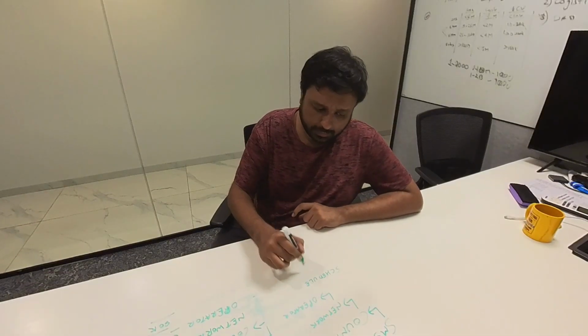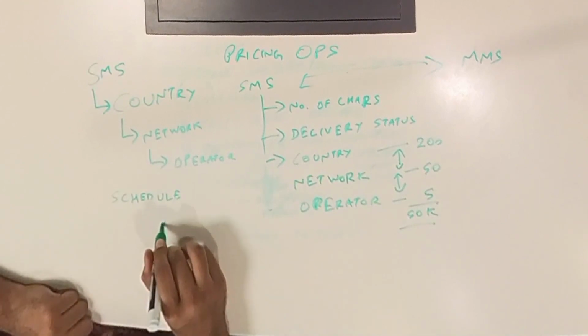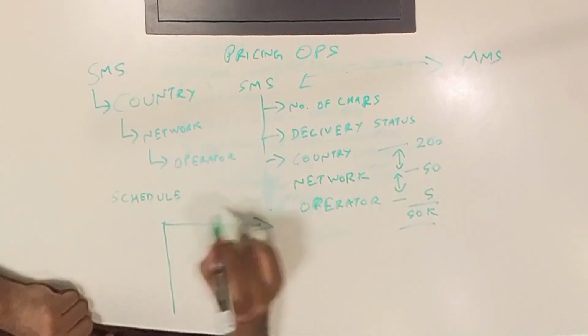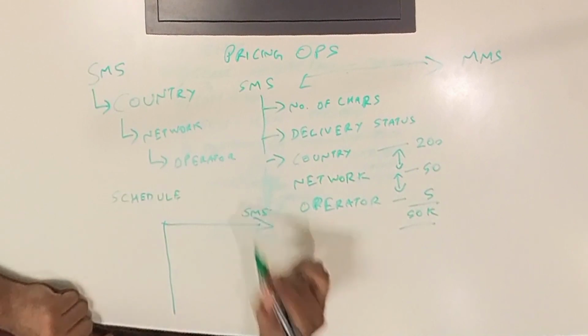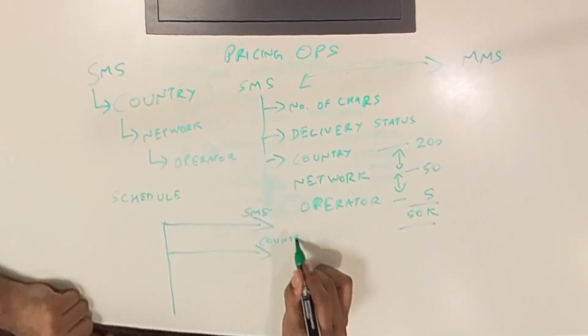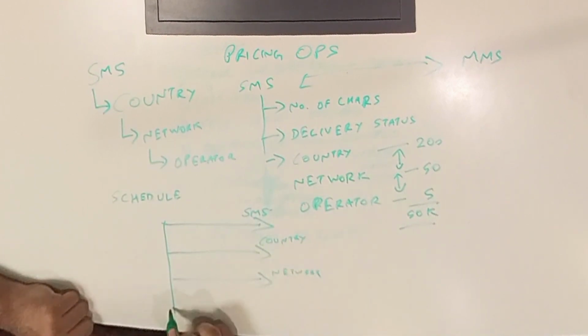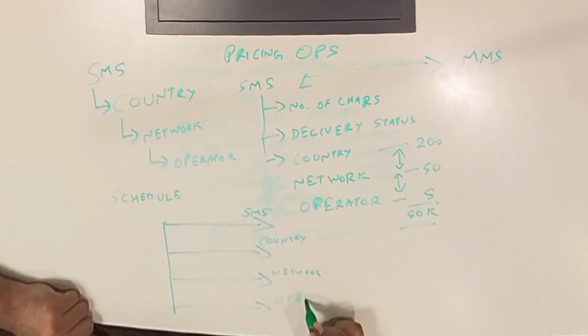Got it. So essentially, if I'm looking at modeling this as a timeline, right? So what you're saying is we have, say, a timeline for the top branch, which is, say, the product itself. Then we have a timeline for each country. Then we have a timeline for the network. And then there is an operator level timeline, right?